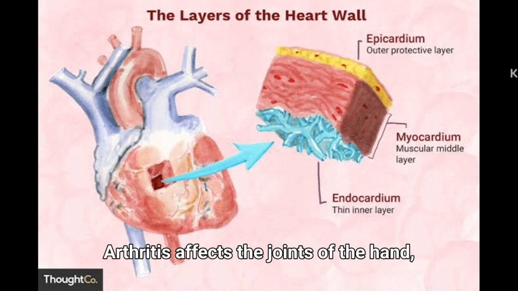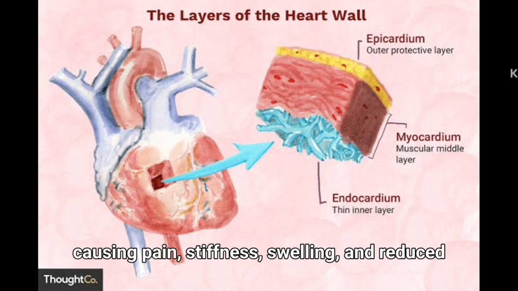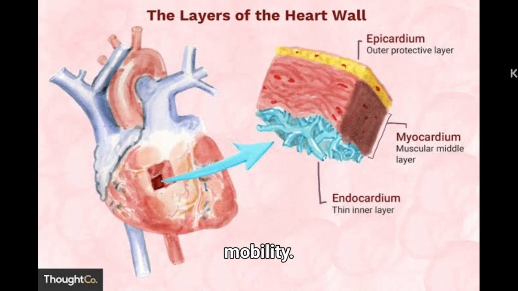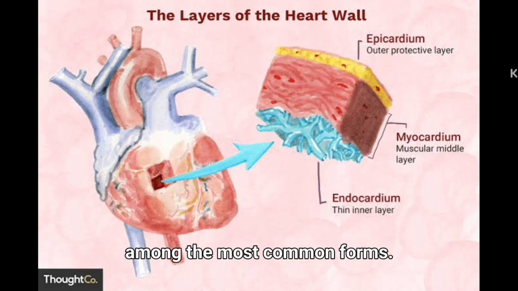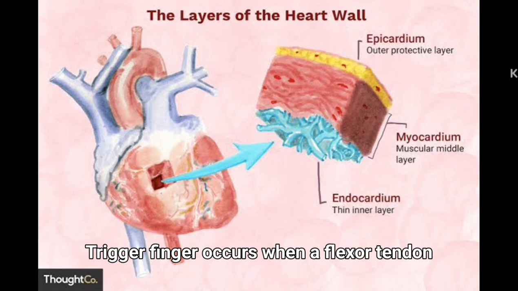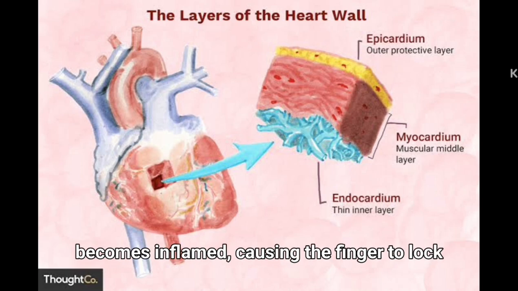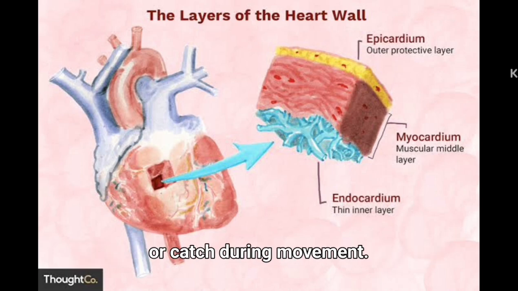Arthritis affects the joints of the hand, causing pain, stiffness, swelling, and reduced mobility. Osteoarthritis and rheumatoid arthritis are among the most common forms. Trigger finger occurs when a flexor tendon becomes inflamed, causing the finger to lock or catch during movement.